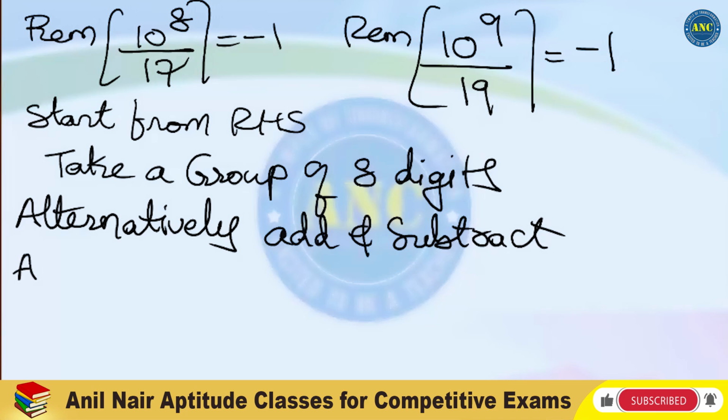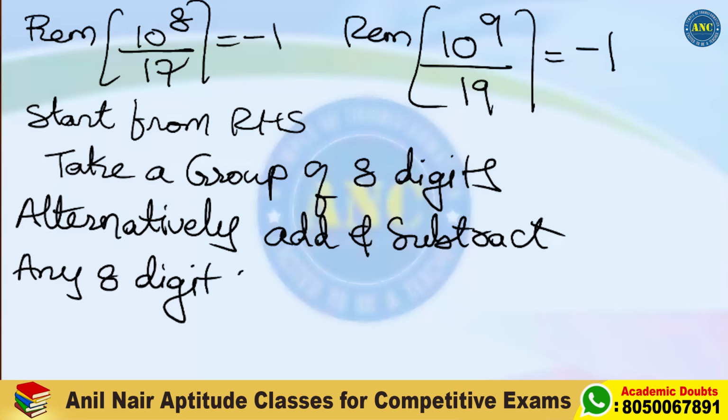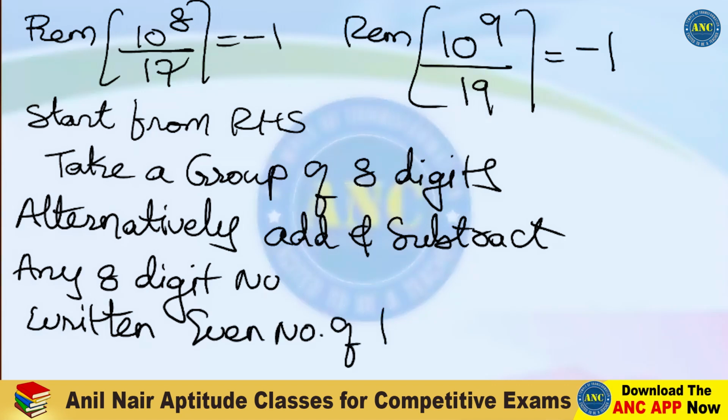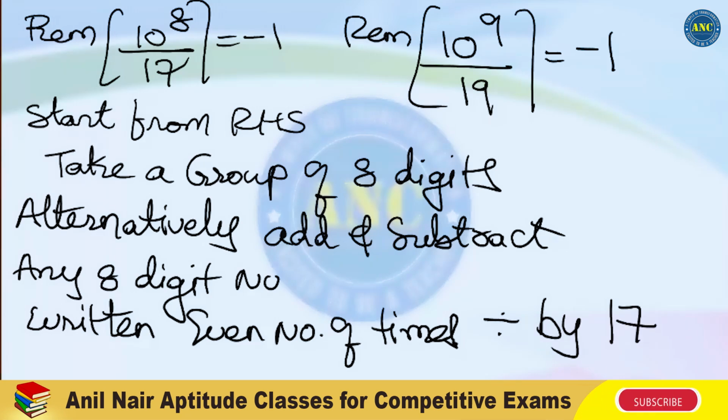What is another concept? Any 8-digit number written even number of times is always divisible by 17. Are you all with me? Right? Start from right hand side. Take a group of 8 digits.